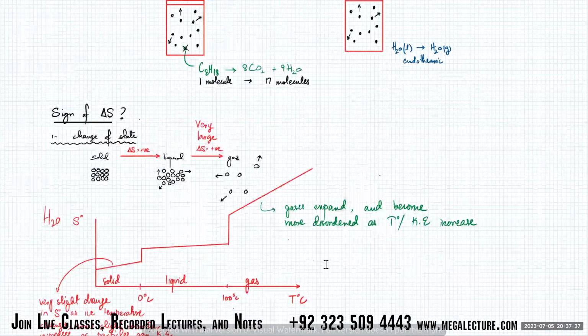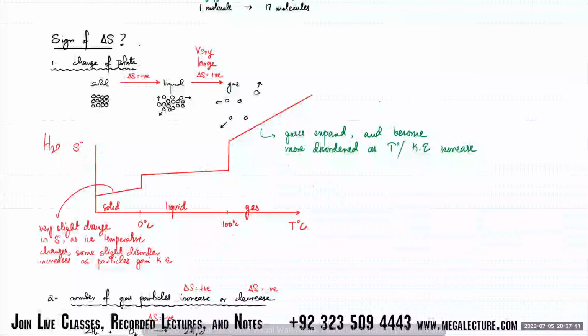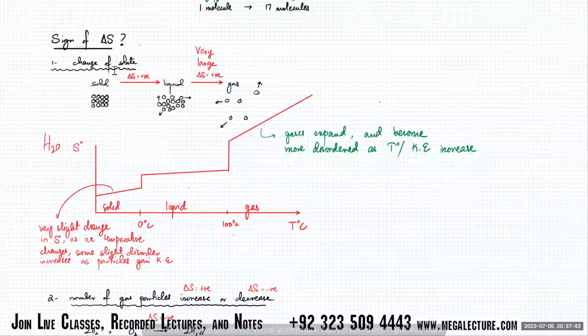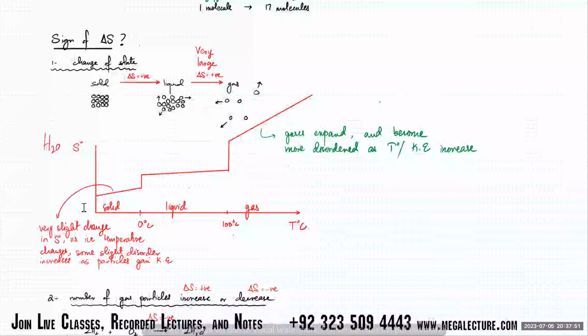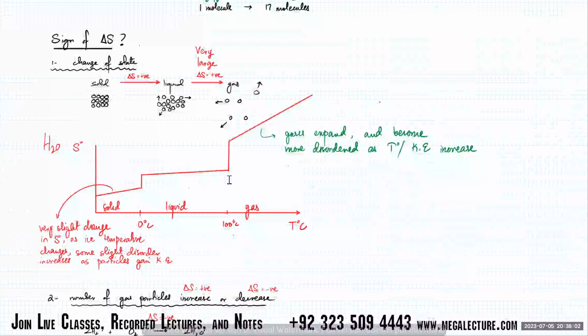Then I talked about predicting the sign of delta S, which was that if something is a solid, that's low disorder, low entropy. If it's a liquid, then it's slightly more entropy. Gas, very large increase in entropy. So the graph for water would look like this. If there's a change of state, that's when the disorder increases.